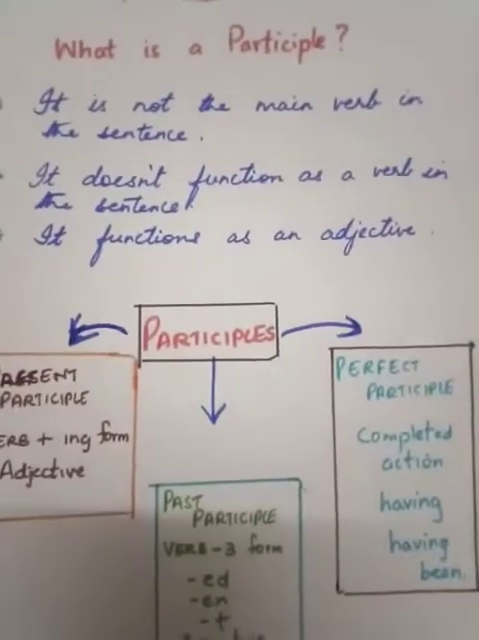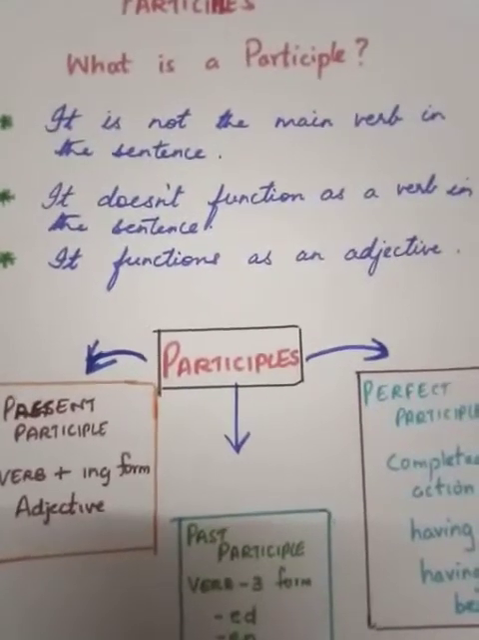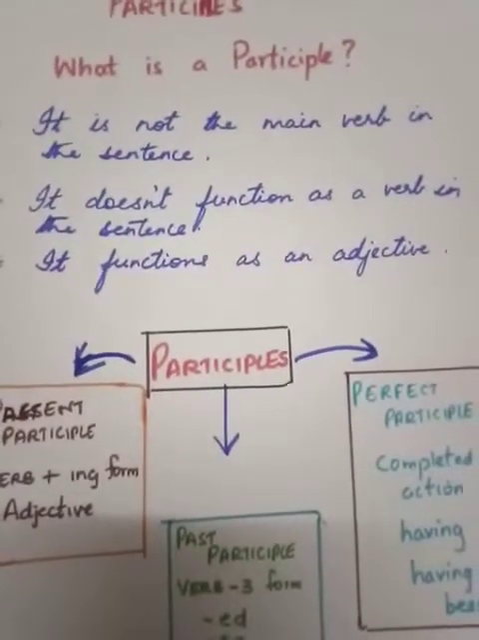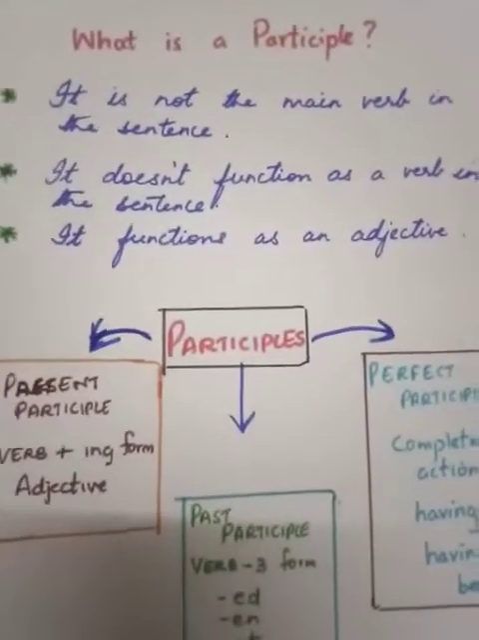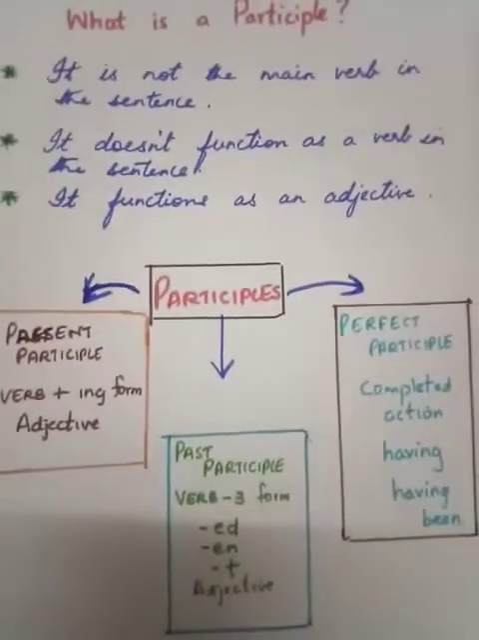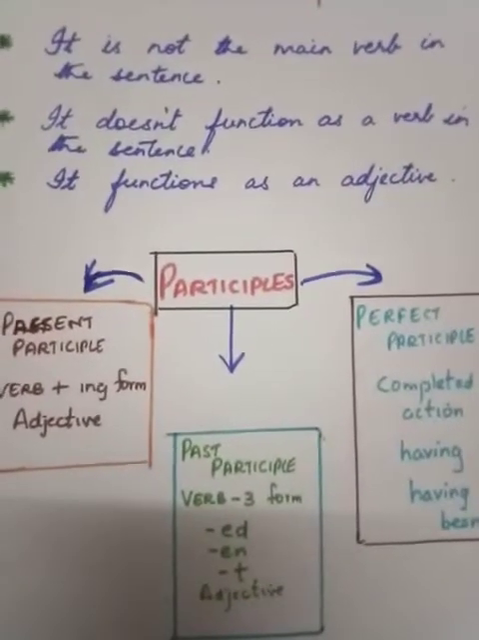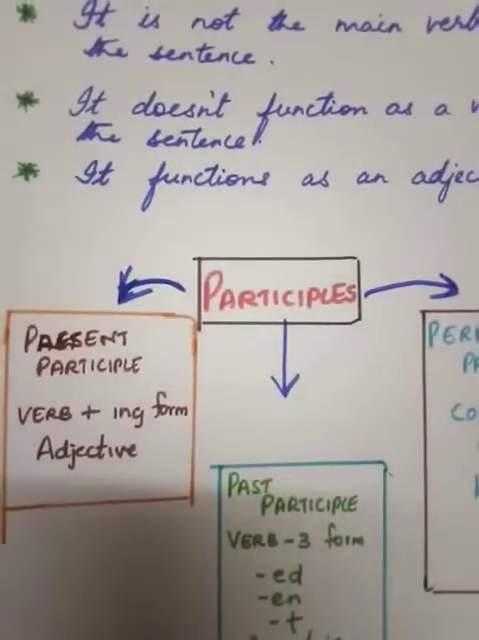So these are infinitives, participles. Let's see what is a participle. It is not the main verb in the sentence. It doesn't function as a verb in the sentence. It functions as an adjective. Now participles are of three kinds: the present participle, the past participle and the perfect participle. The present participle is the verb plus the ing form of the verb.